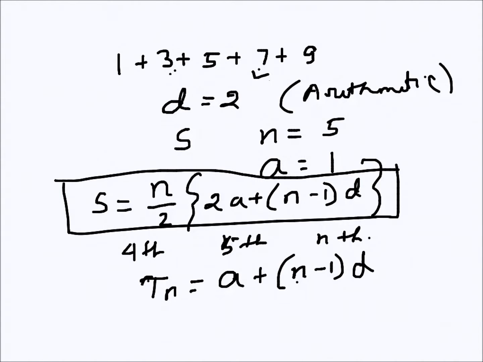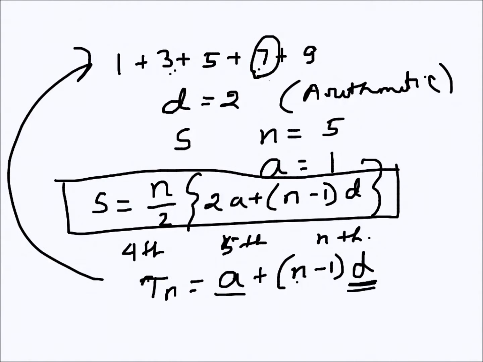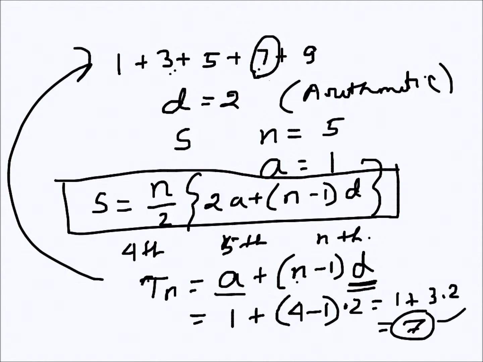So let's say we go back to this series and we want to find the fourth term. We have the first term and we know the difference, those two things we know. So the first term is 1. We want to find the fourth term, so 4 minus 1, and the difference is 2. So that is 1 plus 4 minus 1, which is 3, 3 into 2 is 6, 6 plus 1 is 7, which is actually 7.